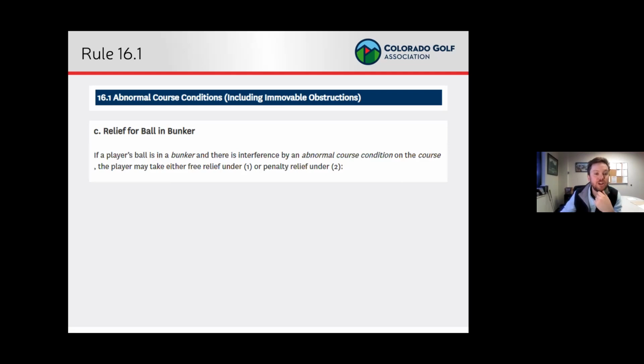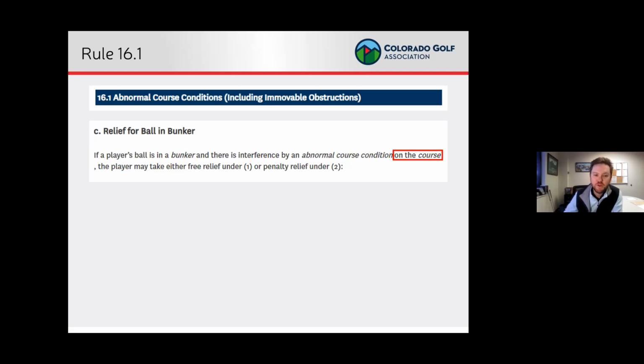It says if a player's ball is in a bunker and there is interference by an abnormal course condition on the course, the player may take free relief under 1 or penalty relief under 2. So it says the player may take relief. You don't have to. In any of these cases, if you want to play the ball off cart path, totally fine. The only time where you wouldn't, which we'll get into later in the rules, is if it was an abnormal course condition that's also defined as a no play zone. Think very nice and pretty decorative flower beds near or around a clubhouse or a green or a teeing area maybe, where relief would be required. That's a no play zone. So again, it's saying it's on the course.